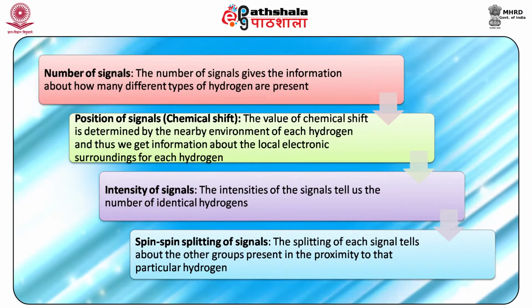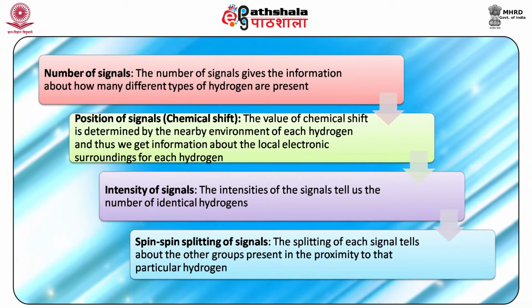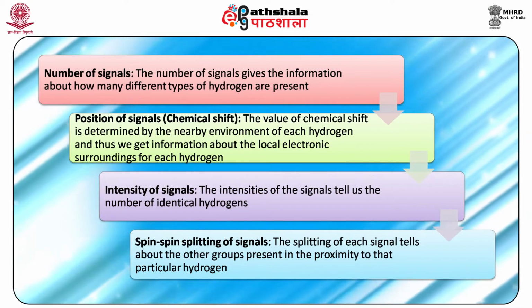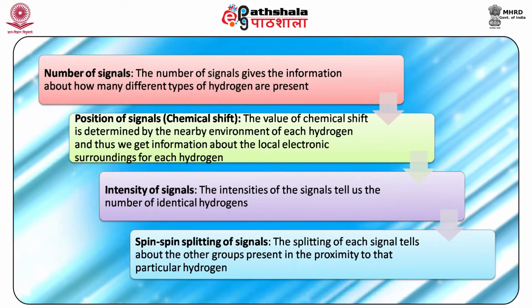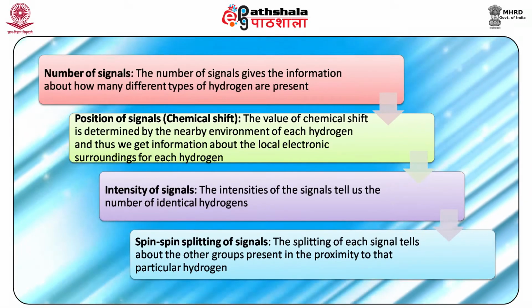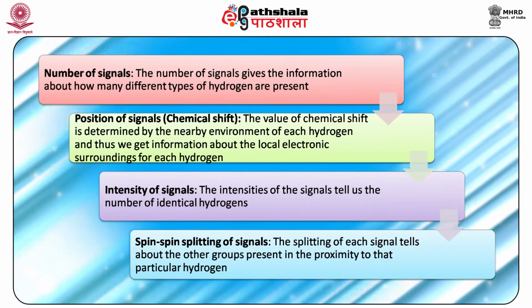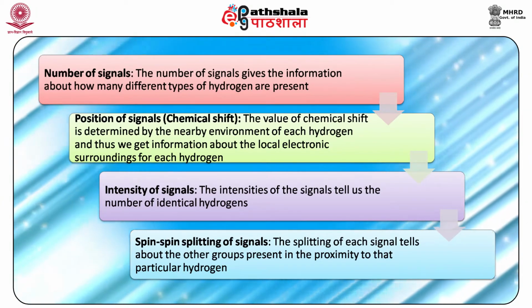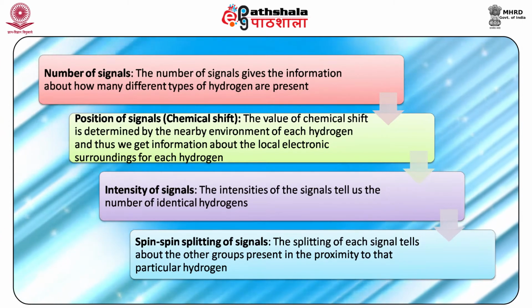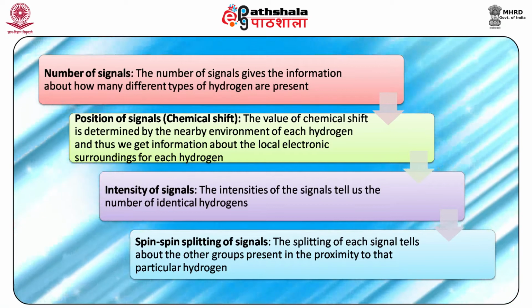Position of the signals, that is also called chemical shift. The value of chemical shift is determined by the nearby environment of each hydrogen, and thus we get information about the local electronic surroundings of each hydrogen which is present in the molecule, whose structure is to be elucidated. Now, intensity of signals. The intensities of signals tell us the number of identical hydrogens present in the particular molecule.